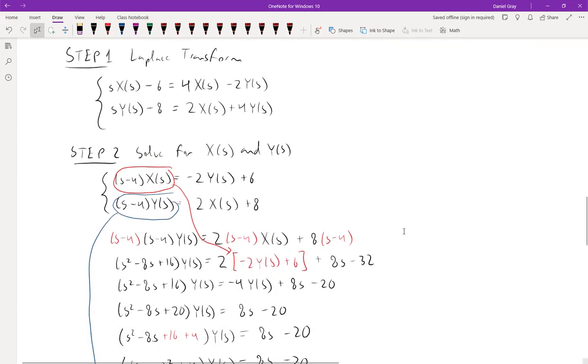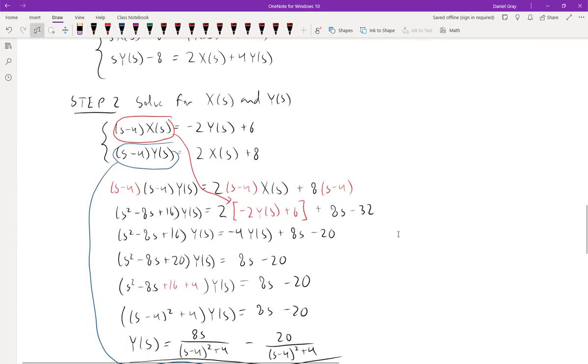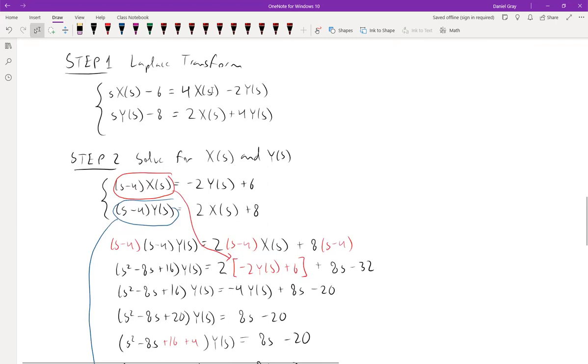Now for my step 2, remember I need to solve for big X of s and big Y of s. So the first thing I do is I group all of my X of s terms on the left-hand side for my first equation. On my second equation, I group all of my Y of s terms on the left-hand side. So that's going to leave me with s minus 4 times big X of s, and that's going to be equal to negative 2 Y of s plus 6 after I add that 6 over. Down below, something very similar. We get s minus 4 times big Y of s is equal to 2 X of s plus 8.